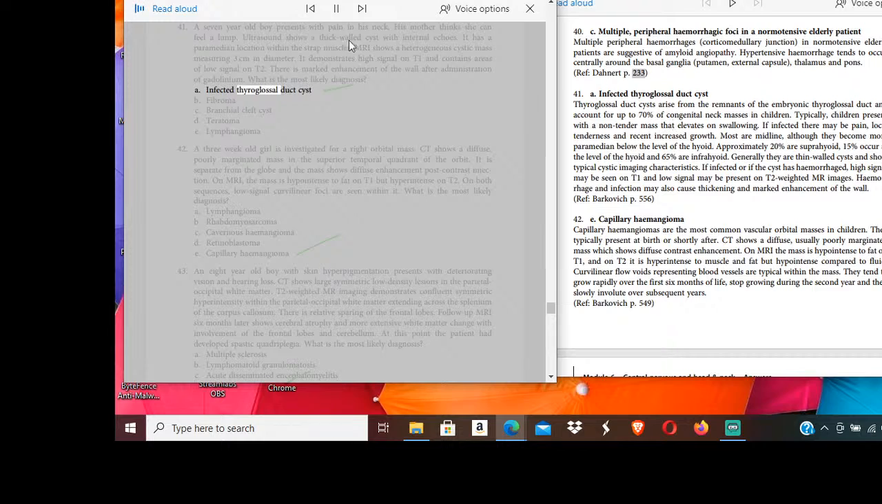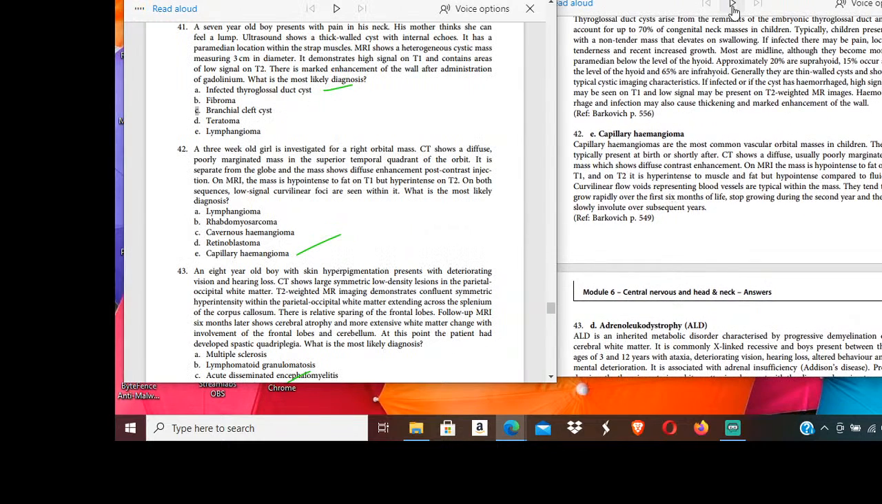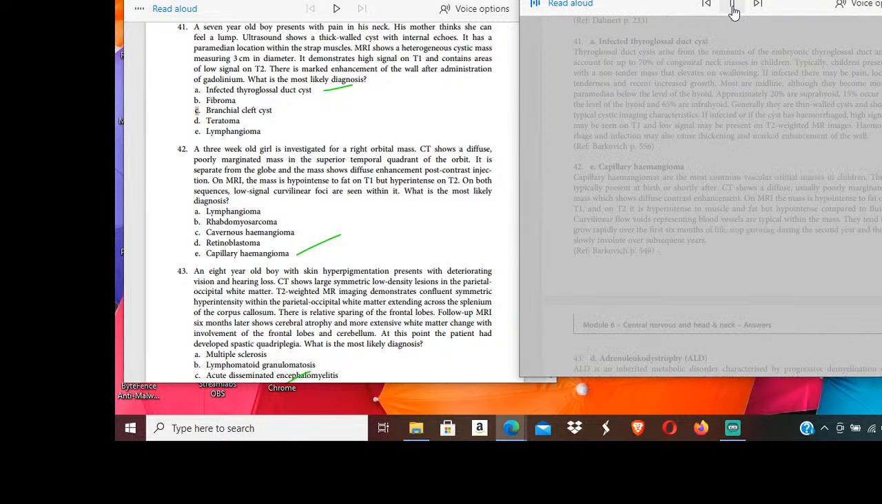A. Infected thyroglossal duct cyst. B. Fibroma. C. Ref. Dähnert P. 233.